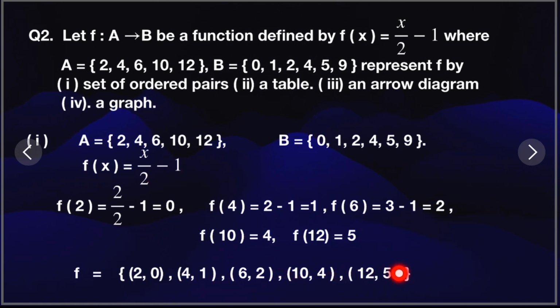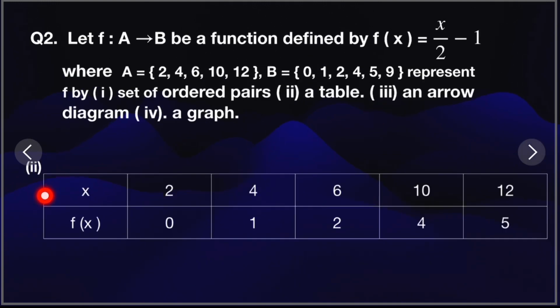Write it in this form, and this is called the set of ordered pairs. Okay, this is the tabular form. So here are the values of x. X belongs to the set A. So write down all the values of set A: 2, 4, 6, 10 and 12. f(x) is what we are going to find.